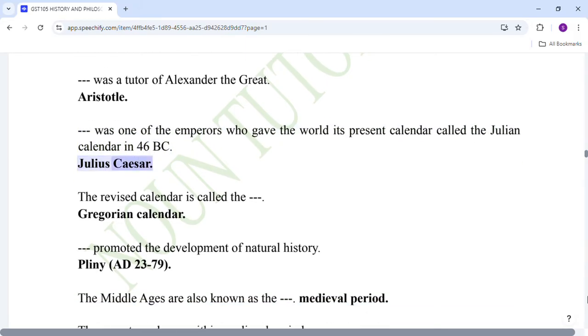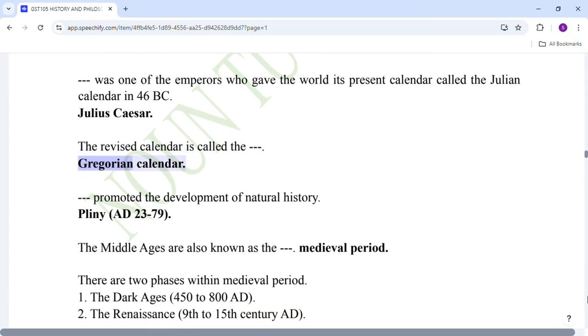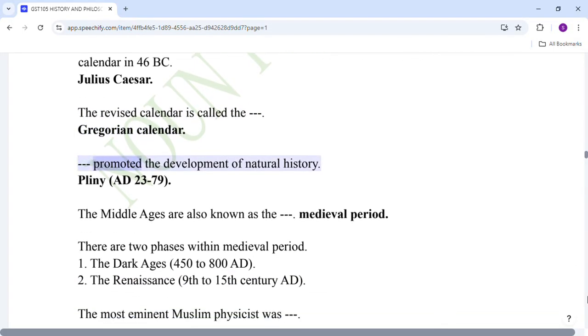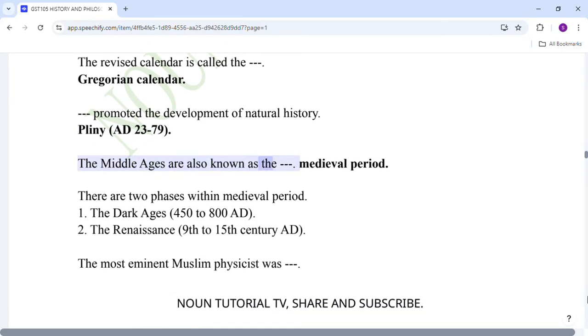Julius Caesar. The revised calendar is called the Gregorian calendar. Pliny, AD 23 to 79, promoted the development of natural history. The Middle Ages are also known as the Medieval period.